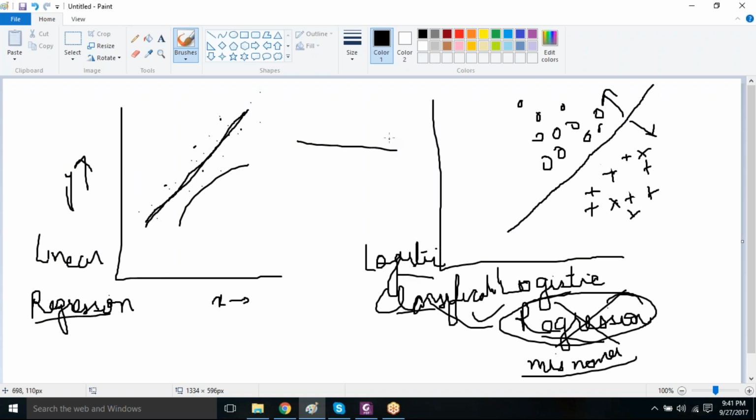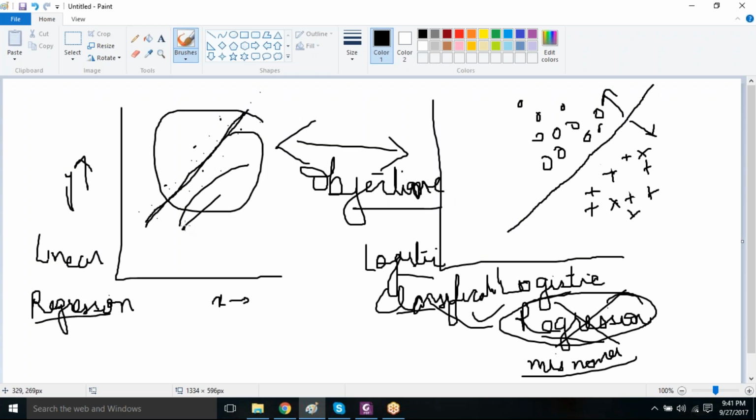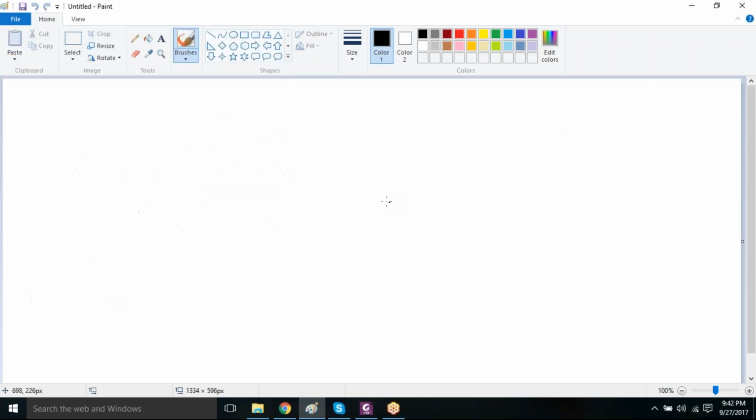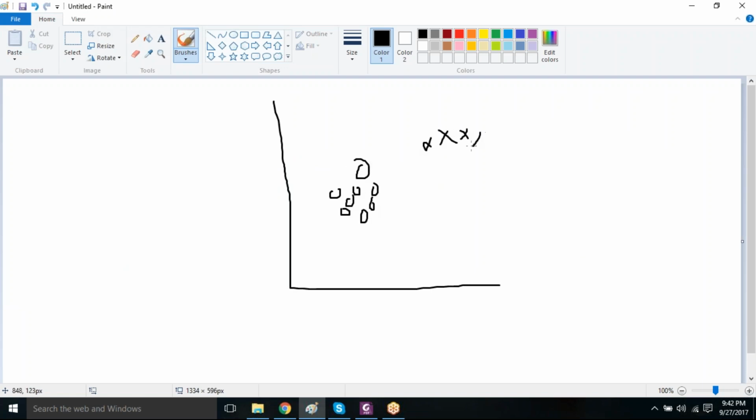So I hope you can differentiate between the objectives of these two models. Here the objective is to fit the line, and here the objective is to classify the data points. So you have two classes and you have to identify between the data points. You have to classify the data points. Now just one more example. Suppose these were the data, right? And again, suppose this was some other data.